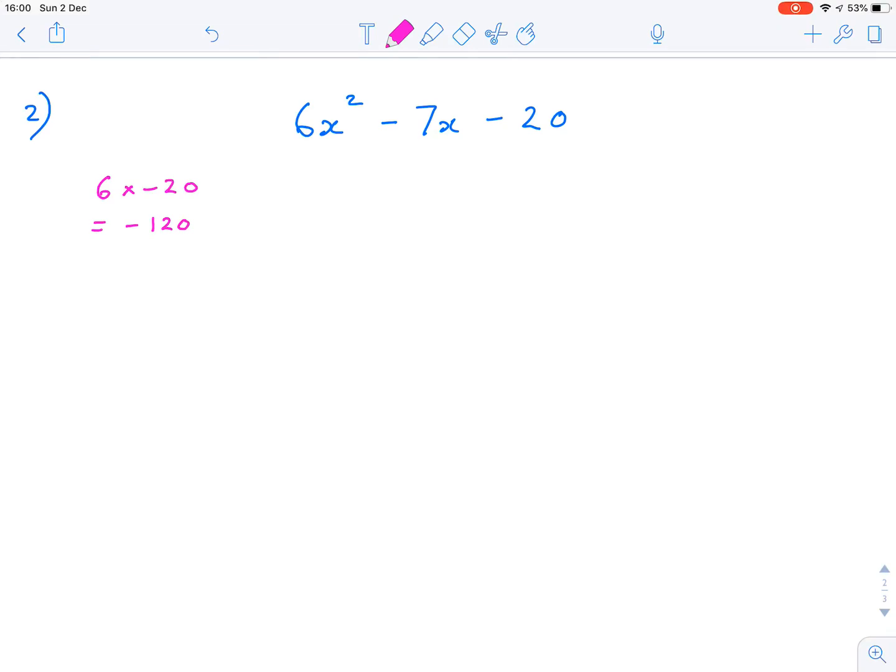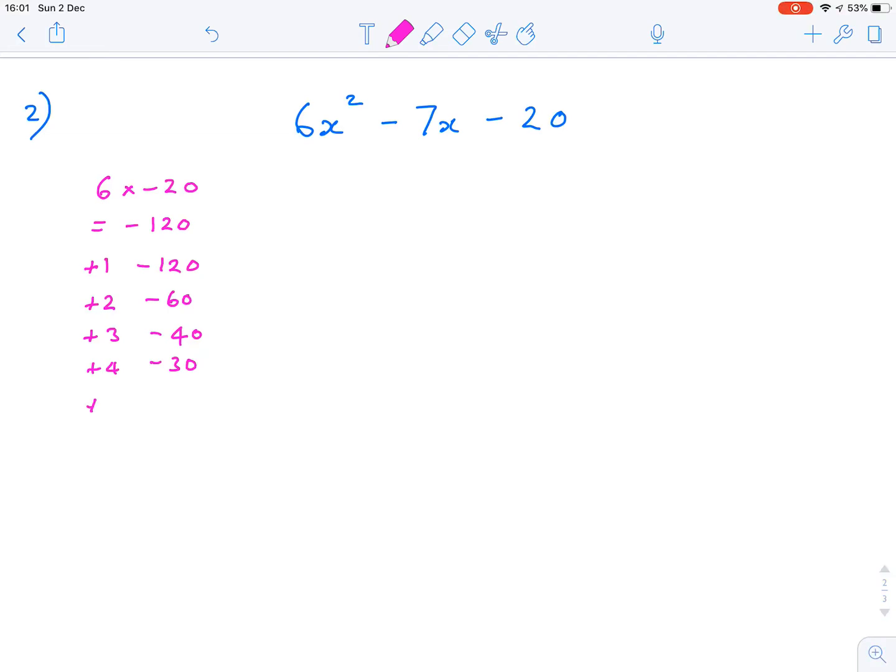If two numbers multiply to give a negative, they must be of opposite sign. So I could have plus 1 times minus 120. And since I want them to add up to minus 7, it'll be the larger one that will turn out to be negative. So I could have plus 2 times minus 60. Plus 3 times minus 40. Plus 4 times minus 30. Again, checking none of these add up to minus 7. They're too far apart at the moment.